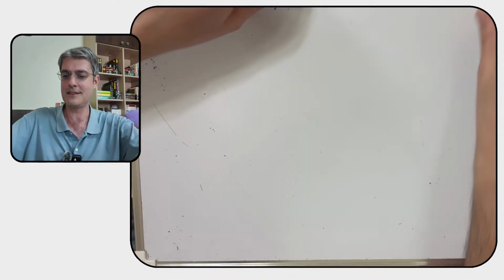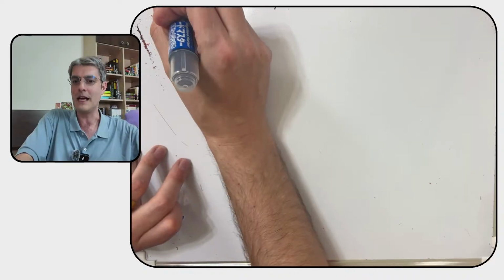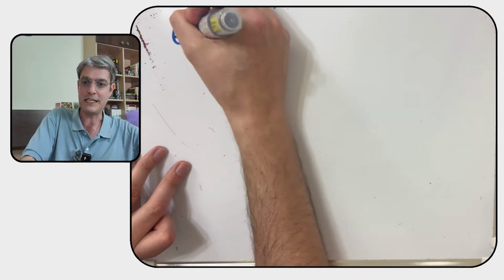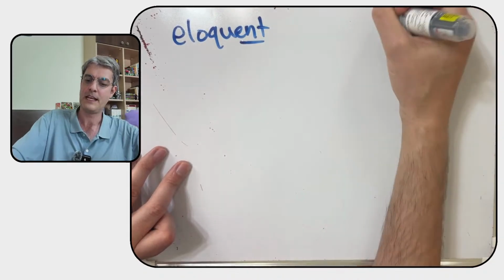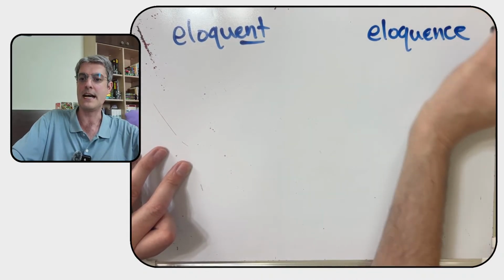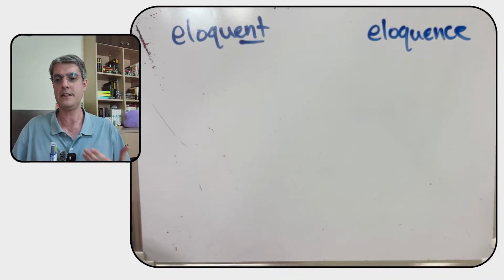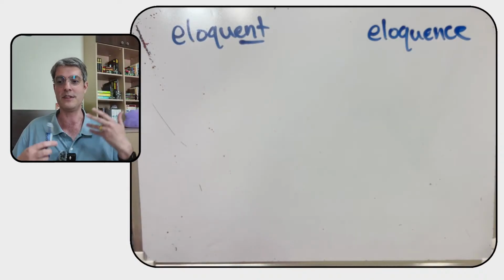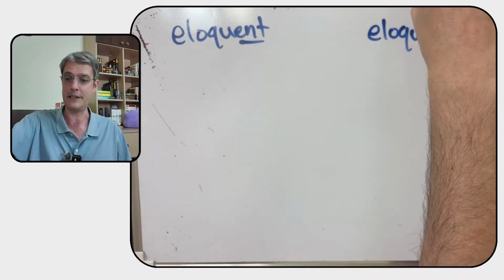The next one is another C1 level, I think. We've got eloquent, to be eloquent, our adjective, and eloquence, our noun. So to be eloquent means to be able to speak clearly and persuasively, and eloquence is the same, the ability to speak clearly and persuasively, or to write clearly and persuasively.